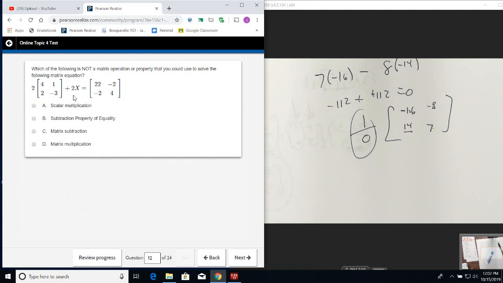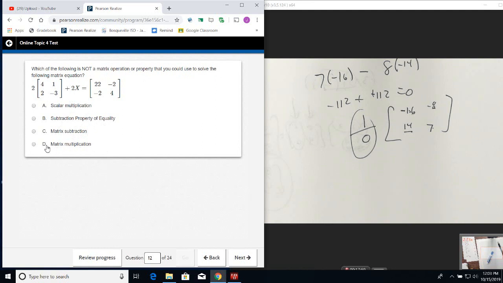Well, why would I use matrix multiplication to solve this problem? Well, I could, because my last step would be to divide by 2, which is the same thing as matrix multiplication. So which of the following is not a matrix operation or property that you could use to solve the following matrix equation? Looks like all of them I could use. I don't know which one that would be, because it seems like every single one of these would be one.